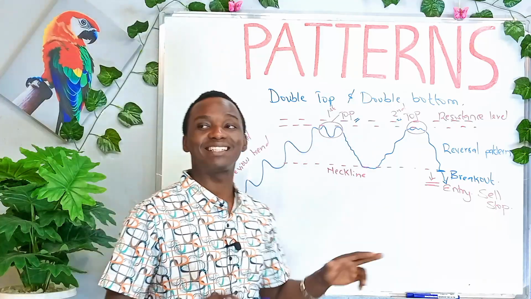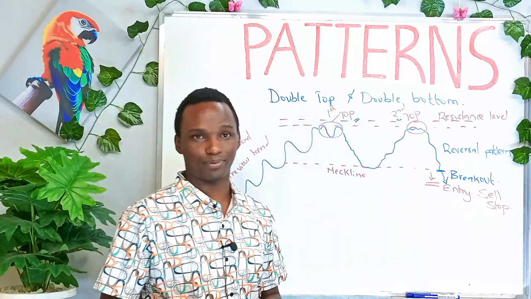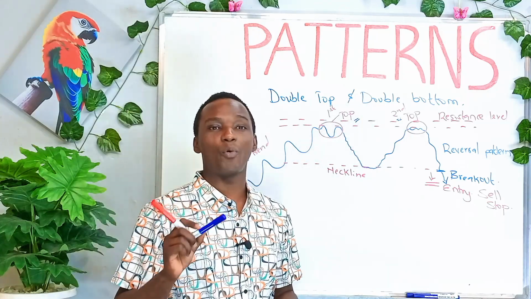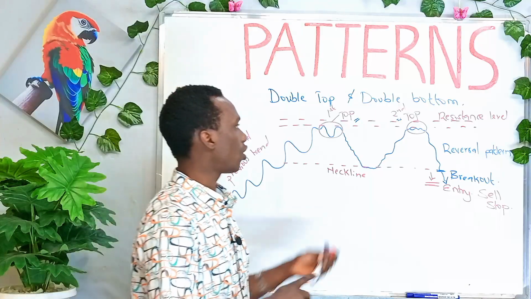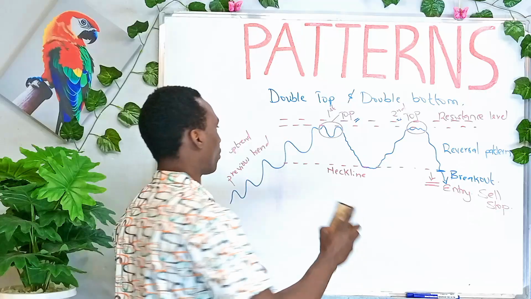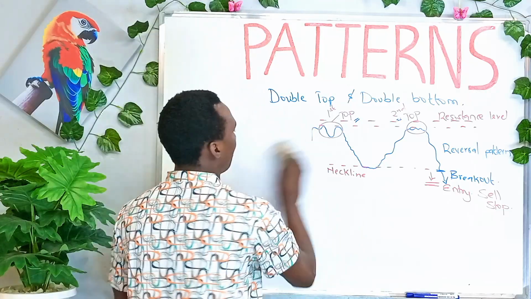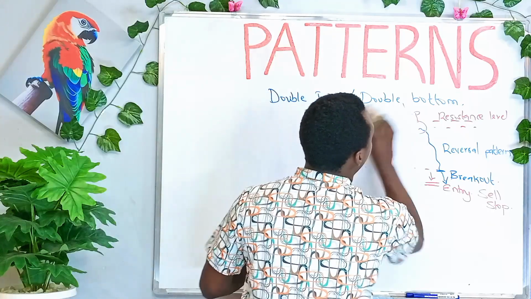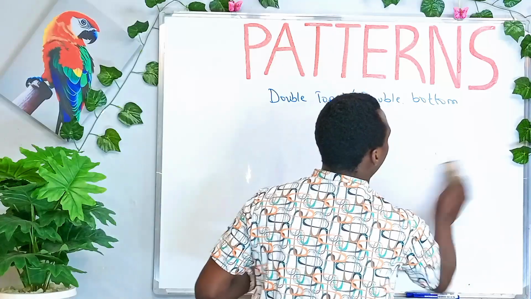The double bottom is the exact opposite of the double top. In the case of the double bottom, we will have price in a downtrend. Okay, so we will rub out this illustration and then discuss the double bottom. The double bottom happens where there is a bullish reversal.